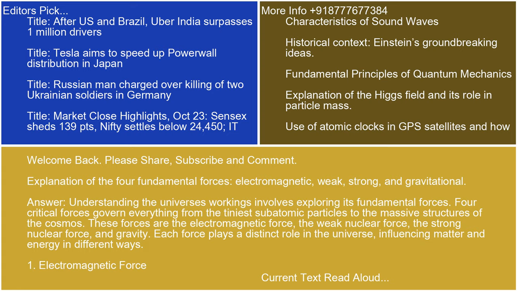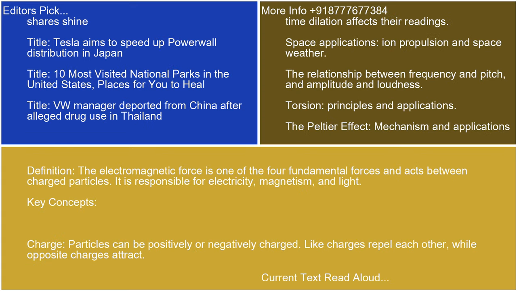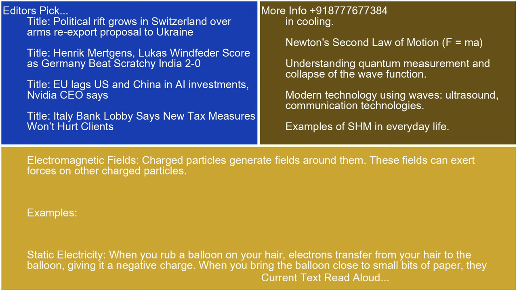1. Electromagnetic force. Definition: the electromagnetic force is one of the four fundamental forces and acts between charged particles. It is responsible for electricity, magnetism, and light. Key concepts: charge. Particles can be positively or negatively charged. Like charges repel each other, while opposite charges attract. Electromagnetic fields. Charged particles generate fields around them. These fields can exert forces on other charged particles.